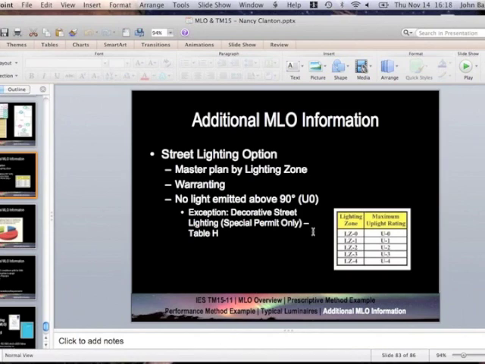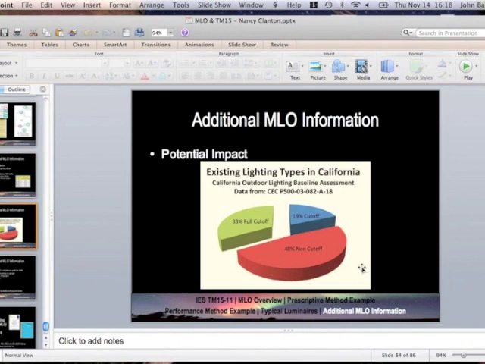And that is to allow the neighborhood and the community to have some influence on whether they want it. If you do allow decorative, then notice, doesn't this look familiar? That the U values match the lighting zone values, similar to the private property. So this is a street lighting option that many communities are deciding to implement to be in partnership with their communities.